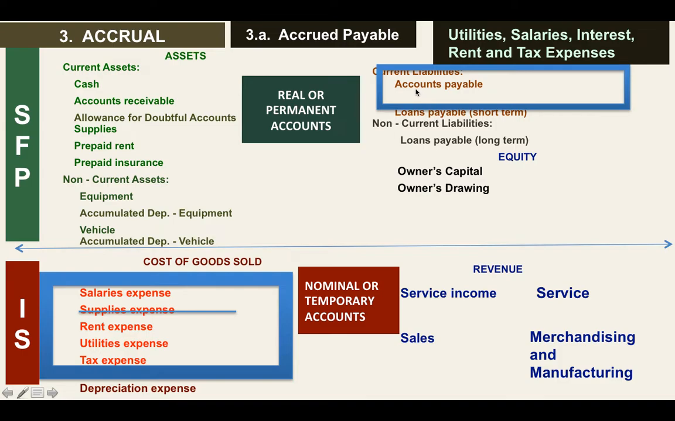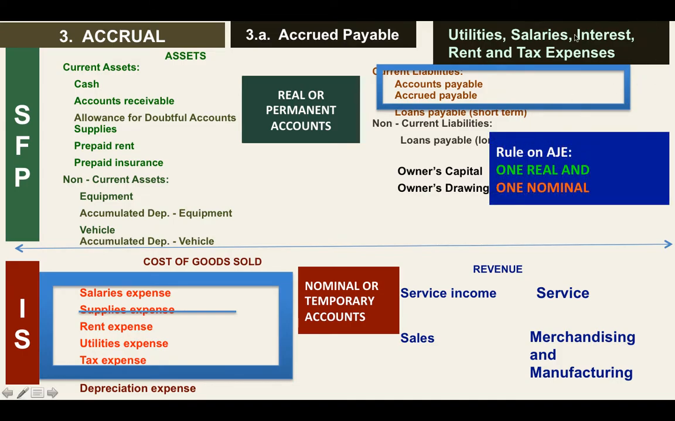Pwede nating i-credit yung accounts payable or we will credit an accrued payable. Accrued payable, bagong account yan. Okay? Bagong account natin yan. So ito ang ginagamit, either accounts payable or accrued payable. In the next slide, malalaman natin kung kailan natin gagamitin yung accounts payable at kung kailan natin gagamitin yung accrued payable. So in this case, class, for accrued payable, the rule on adjusting journal entry is one real, which can be accounts payable or accrued payable, and one nominal, which can be one of the expenses. So here we are debiting expense and crediting payable account. Okay?